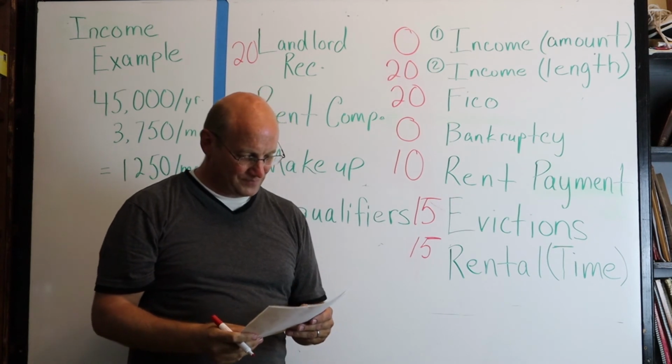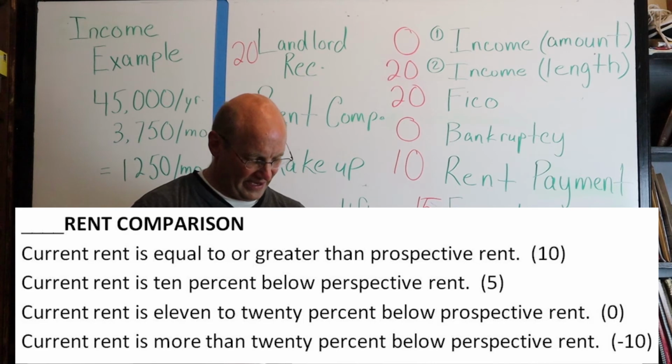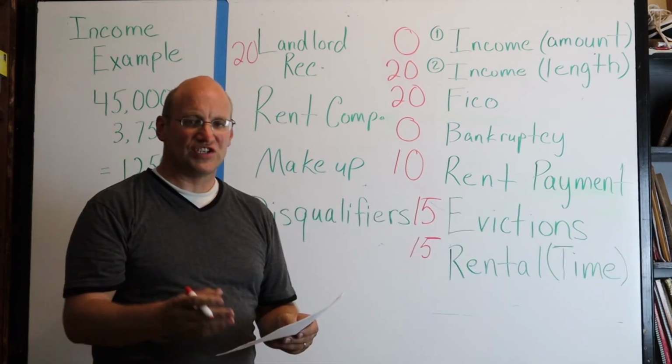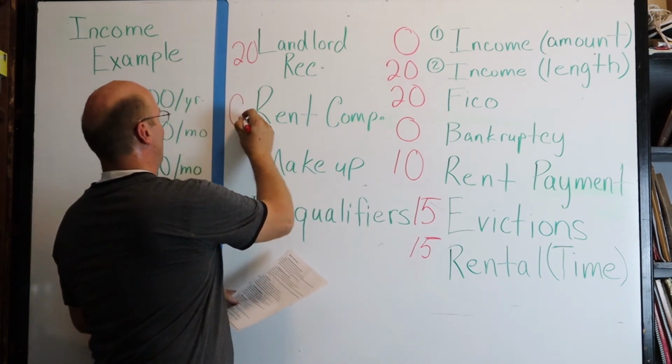Rent comparison. Current rent is equal or greater than prospective rent. Current rent is more than 20% below prospective rent. I'm not sure what to put on this. We don't have a house payment, so technically our current rent would be infinitely below prospective rent. But they probably wouldn't ding us too much for that. So I'm going to give just a 0 on this one.